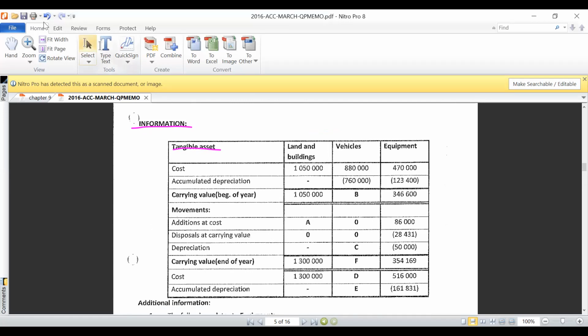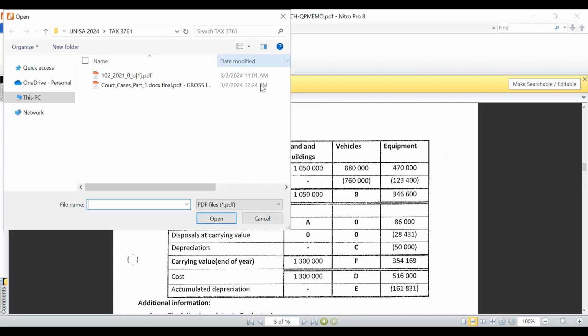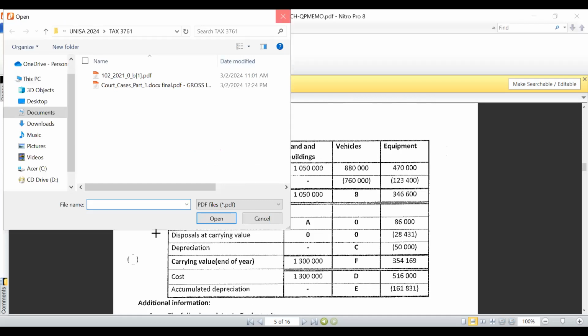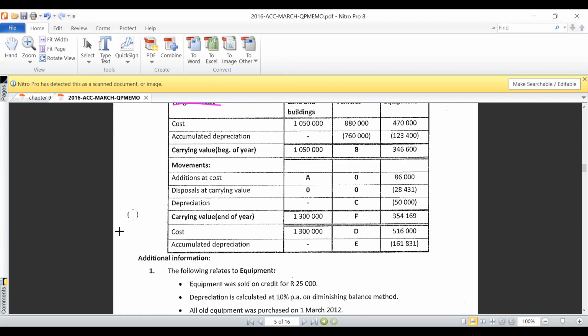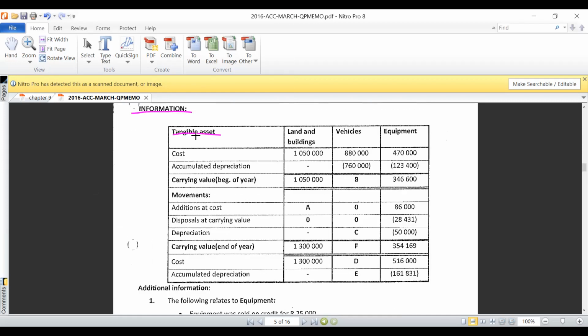Now the question is, how do you know if there's an asset that has been sold? That's the first question. Because remember, what we are dealing with in question 3.1 has to do with asset disposal, meaning it has to do with an asset that has been sold by the business. So there are two ways. You can go to the tangible asset note and look for the line item under movements, which is called the disposals at carrying value. Do you see it?